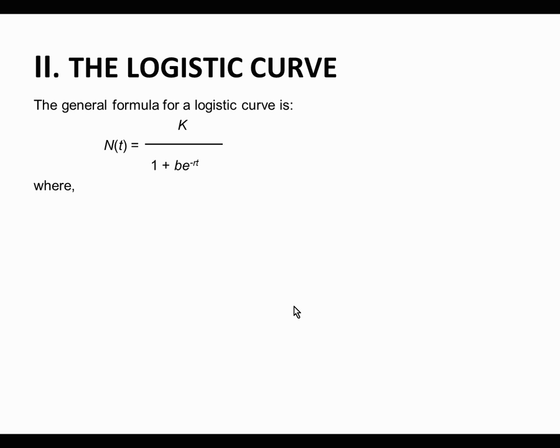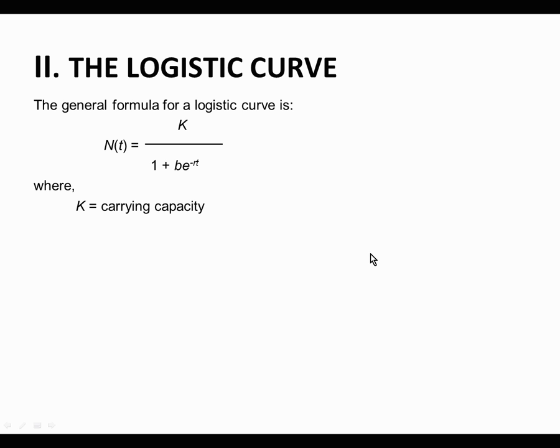The general formula for the logistic curve looks like this: N of t is equal to capital K over 1 plus b e to the negative rt. This e again is the second function of ln on the calculator. This is consistent with the letters used by our textbook. However, it is not consistent with the letters used by the calculator. Now, what do these letters stand for?